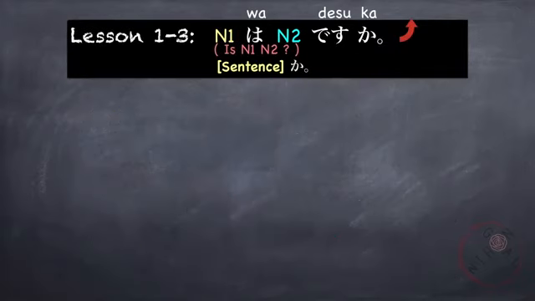Okay, moving on to our third grammar point, which is how to make a question in Japanese. It's very easy. Like I said, remember the first pattern, N1 wa N2 desu, because all you need to do is add ka, and that makes the sentence into a question. So, is N1 N2?